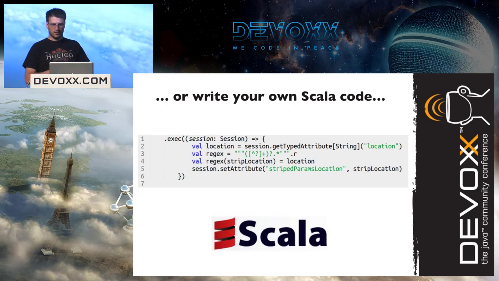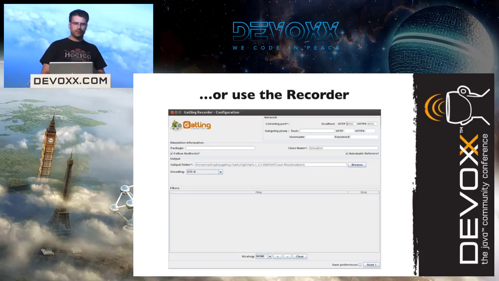data. Of course, as your simulations are real classes, real code, you can write code directly inside your scripts in Scala. Also, the DSL provides many hooks where you can pass Scala lambdas. So you can develop your own customizations. Of course, you don't have to start from scratch. You can use the recorder.